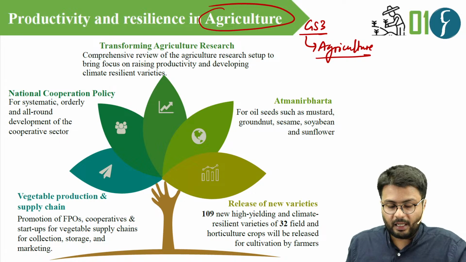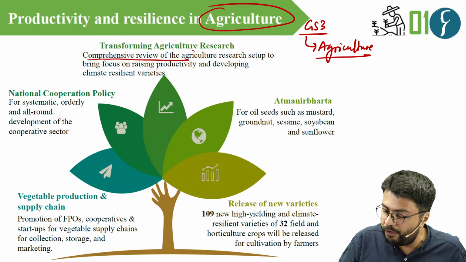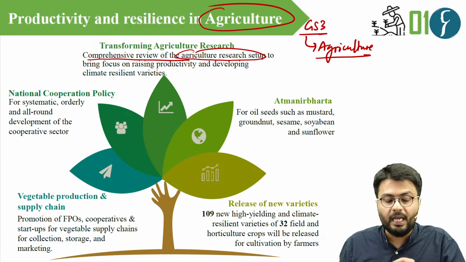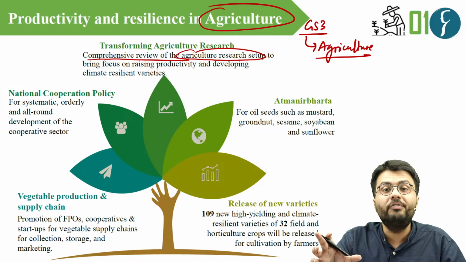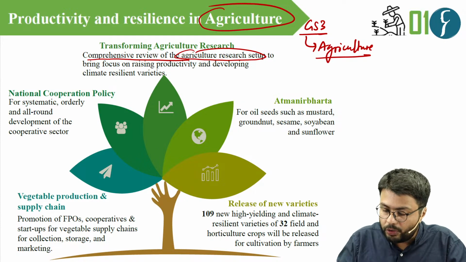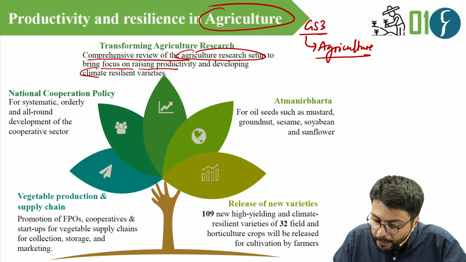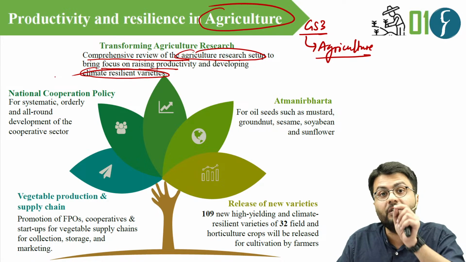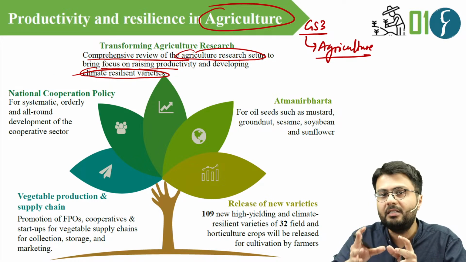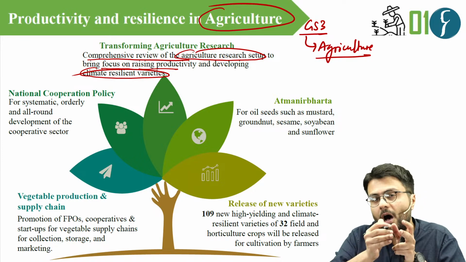Now, in this regard, the government has highlighted that it will undertake a comprehensive review of the agricultural research setup. Now, agricultural research is key to ensure increased productivity and yields of the Indian agricultural activity. Also, it will bring focus to raising productivity and developing climate resilient varieties, which is essential to deal with the menace of climate change. As you can understand, climate change has resulted in reduction in yields of our crops across various years.